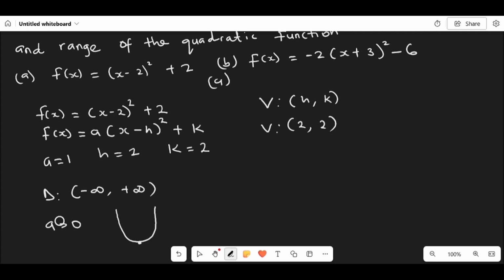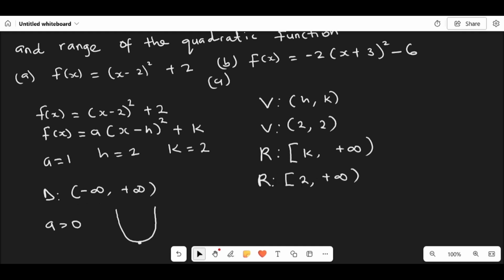Whenever our a is greater than 0, our range is in this format: R = [k, ∞). This square bracket simply means that k is inclusive and our k is 2. Our range will now be [2, ∞). Now our domain is this and our range is this.